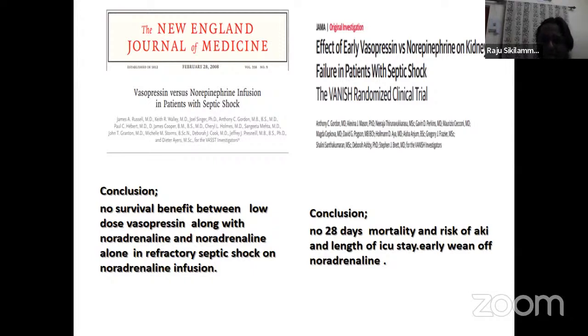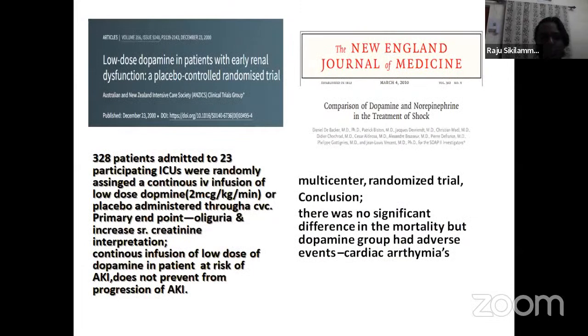Then the VANISH trial, a randomized controlled trial. They studied the effect of early vasopressin versus norepinephrine on kidney failure, and concluded that 28-day mortality and length of ICU stay showed no difference. But if you use vasopressin as an early agent with norepinephrine, when you are giving norepinephrine at less than 0.5 micrograms per kg per minute, there is a chance to get an early win over noradrenaline.